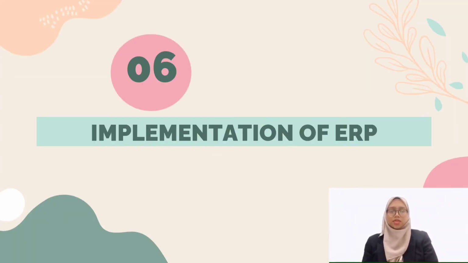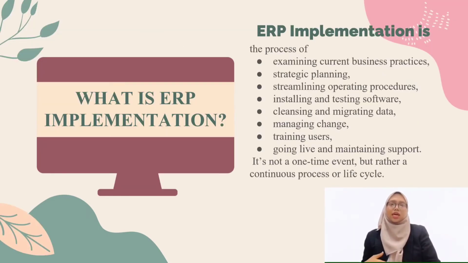Next will be implementation of Enterprise Resource Planning, ERP. Okay, what is ERP implementation? ERP implementation is the process of examining current business practices, strategic planning, streamlining operating procedures, installing and testing software, cleansing and migrating the data, managing change, training users, going live and maintaining support. It's not a one-time event, but rather a continuous process or life cycle.